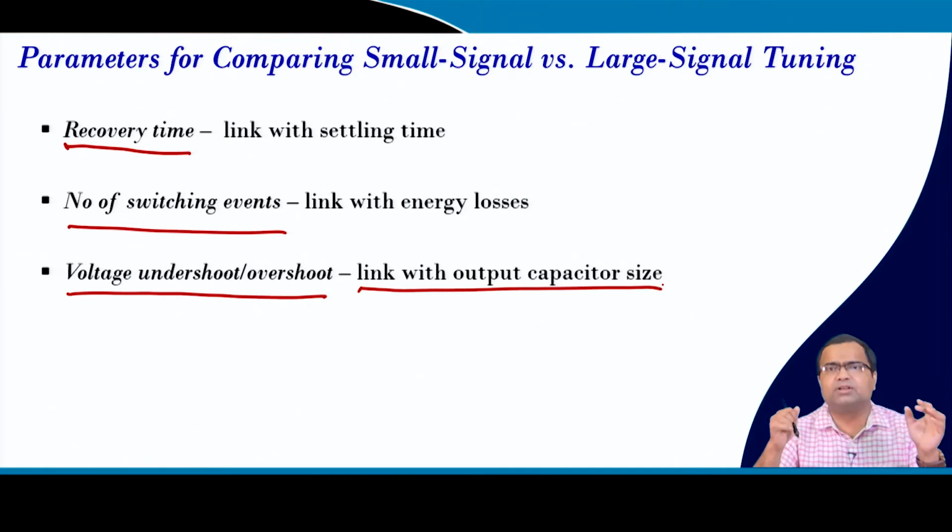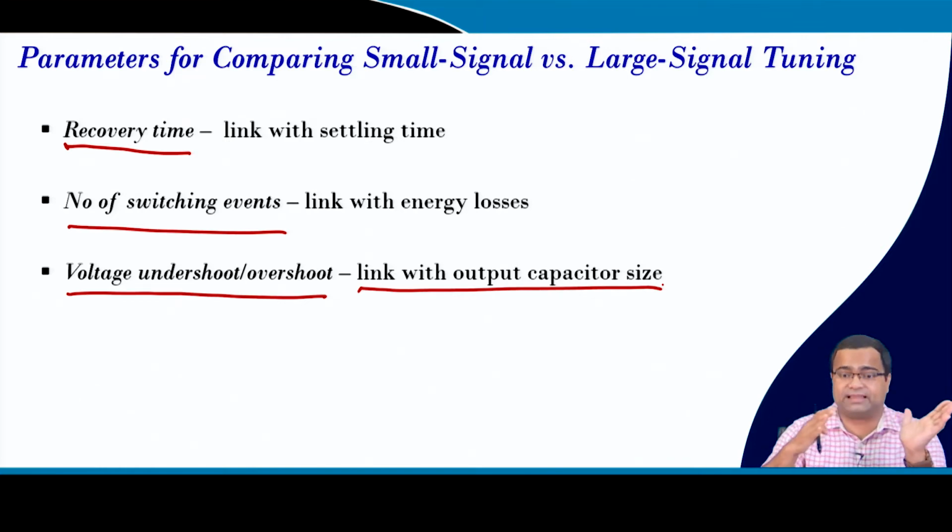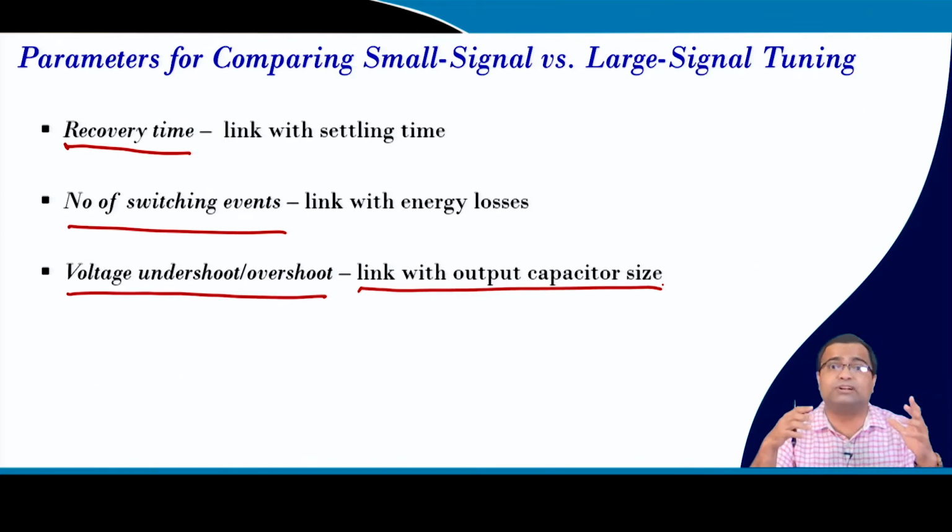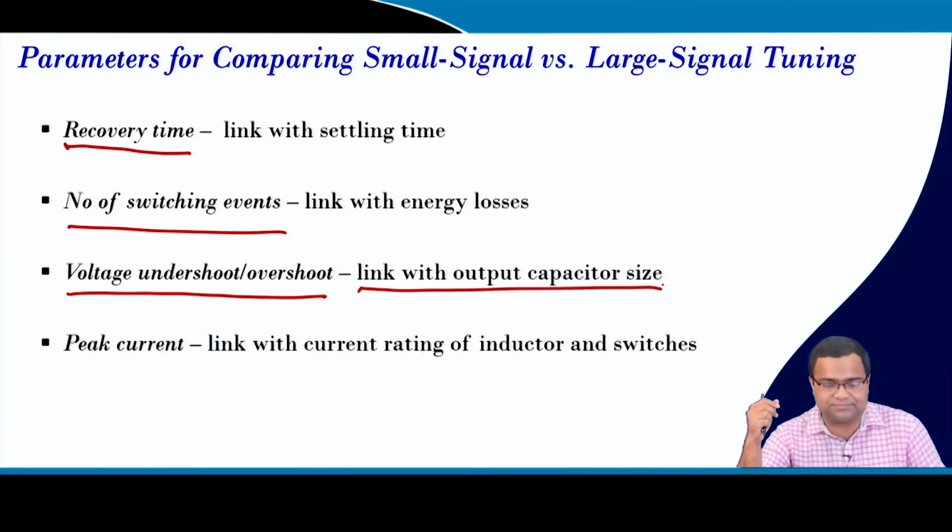the output capacitor. So if we can reduce the voltage undershoot or overshoot, within the acceptable range, we may have the freedom to further reduce the capacitor. Because suppose your specification is, let us say, 200 millivolt for a 1 volt power supply. And suppose we could achieve up to 100 millivolt reduction in undershoot, then we can further reduce the capacitor by almost half. So that will increase the power density.